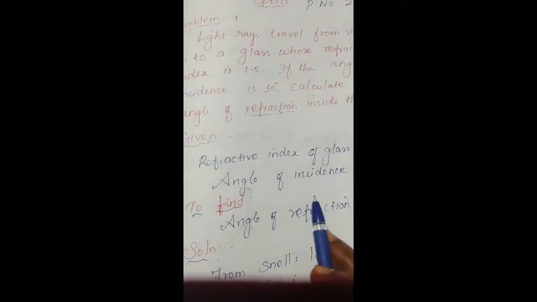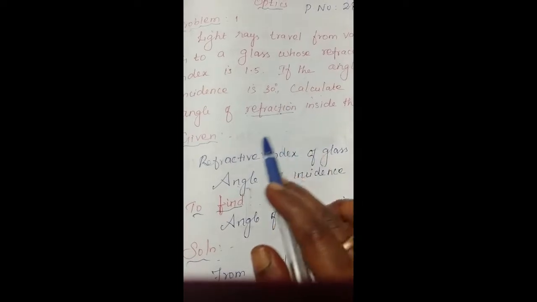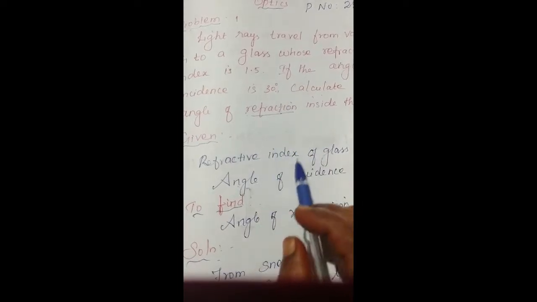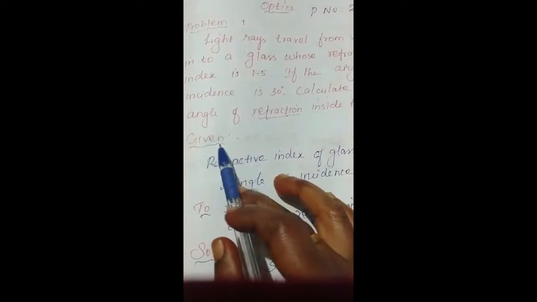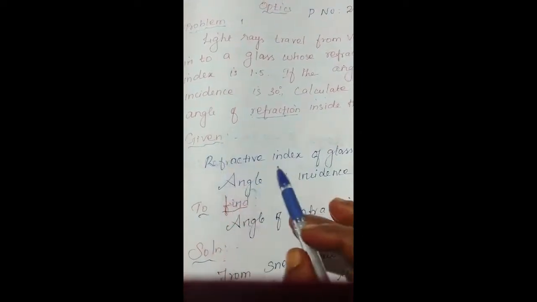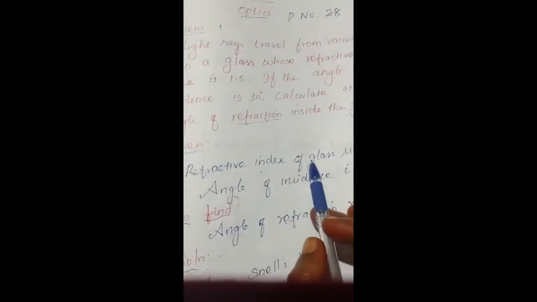See students, you have to write this answer in your classwork note. Okay. So take a classwork note and write down this problem and you have to write these answers. First you have to write given. What is given here? Refractive index of glass mu is equal to 1.5. So here mu means the refractive index of the second medium. Okay. So mu 2 we have to take.